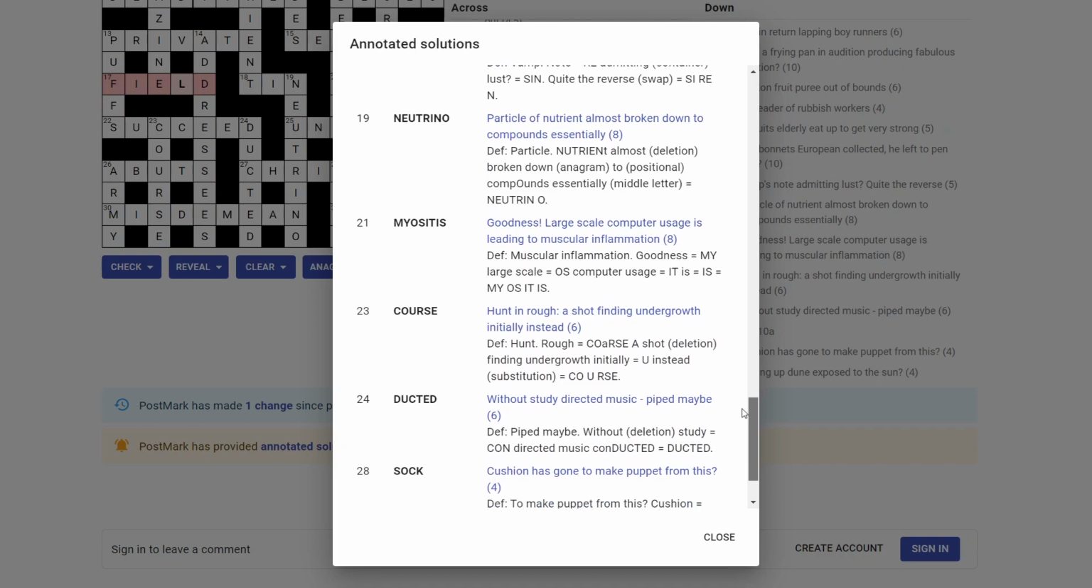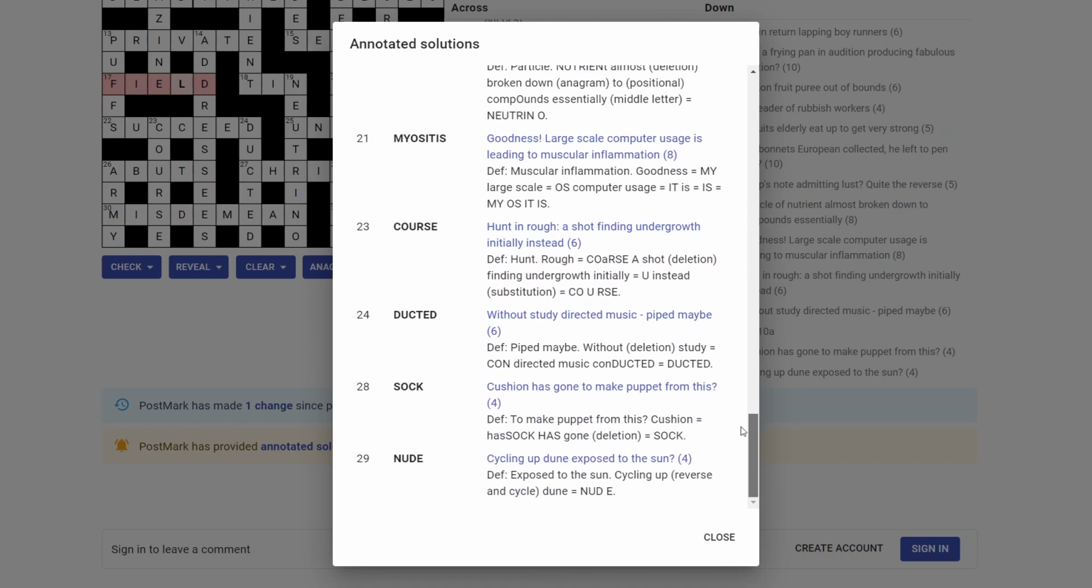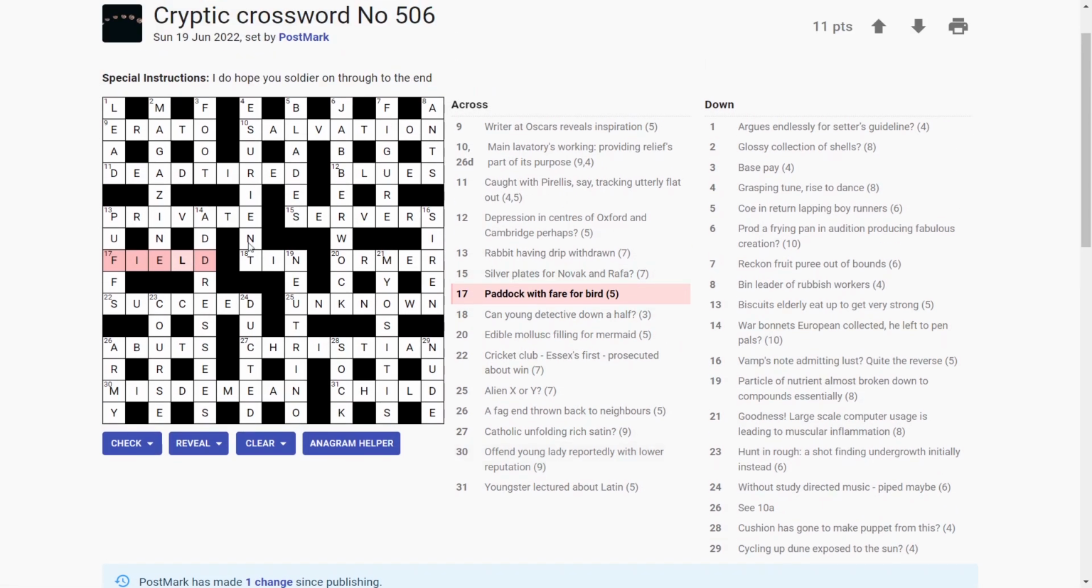There's siren, neutrino. Okay. There's sock. To make apart from this. Cushion is a hassock. Is it? Okay, take your word for it. Right, so there we go.